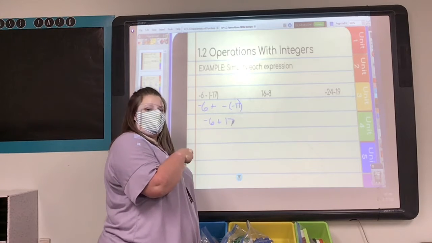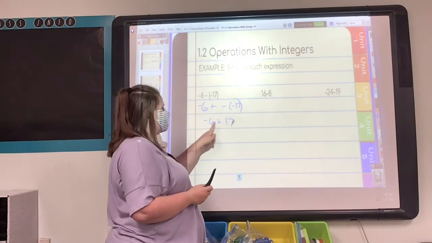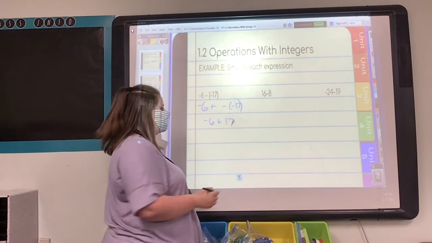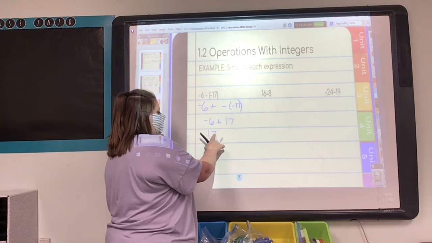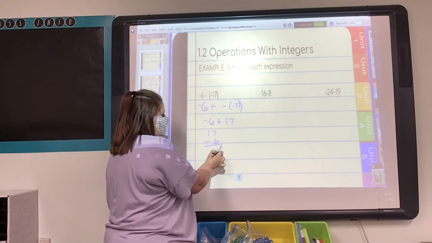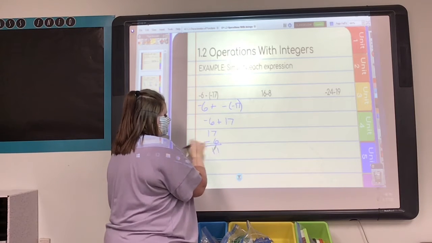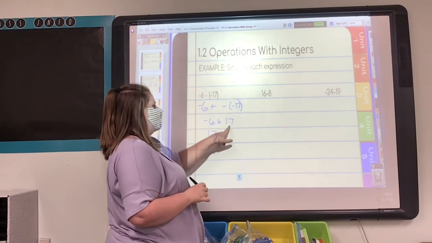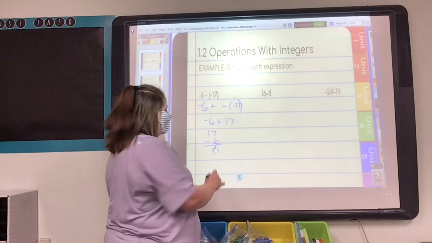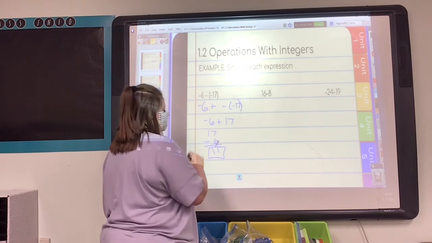Then if we go back to our rules for addition, if the signs are different, we're going to find the difference. So we're going to do 17 minus 6. 7 minus 6 is 1. 1 minus 0 is 1. So we have 11. And then the bigger number shows us the sign. The bigger number here is 17, which is positive, so our answer is going to be positive.